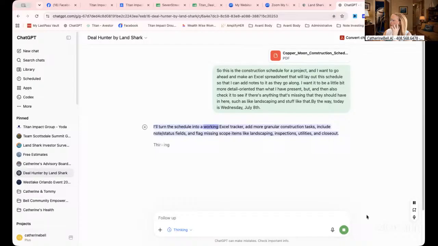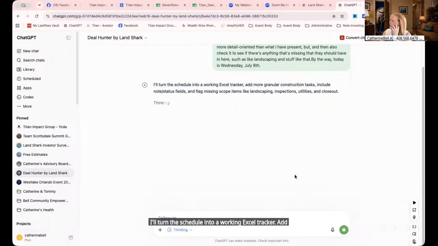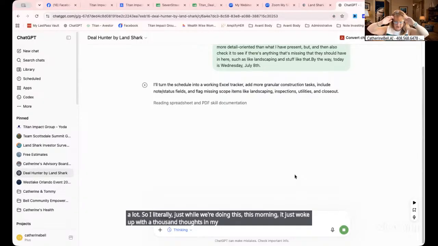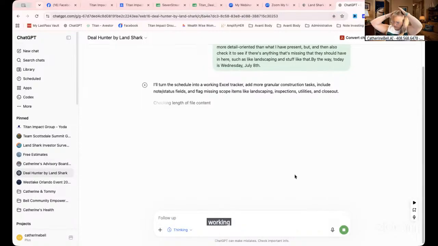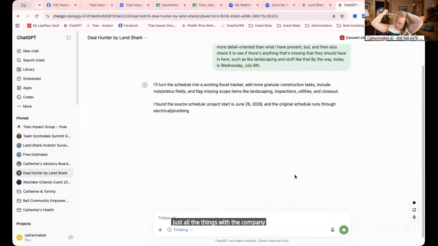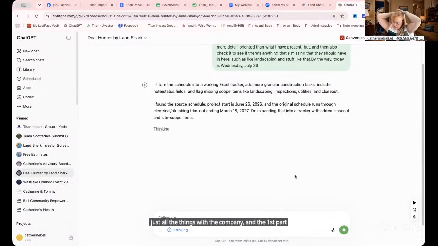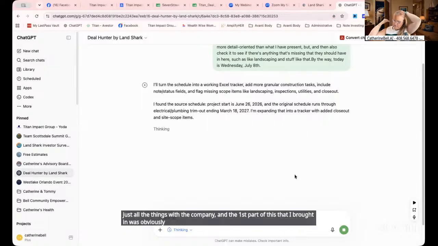I'll turn the schedule into a working Excel tracker. My GPT talks to me a lot. This morning I woke up with a thousand thoughts in my mind and ended up taking my ginormous husky for a 45-minute walk, and literally had the most extraordinary conversation, working through all the things with the company. The first part of this that I brought in was obviously my board, or no.